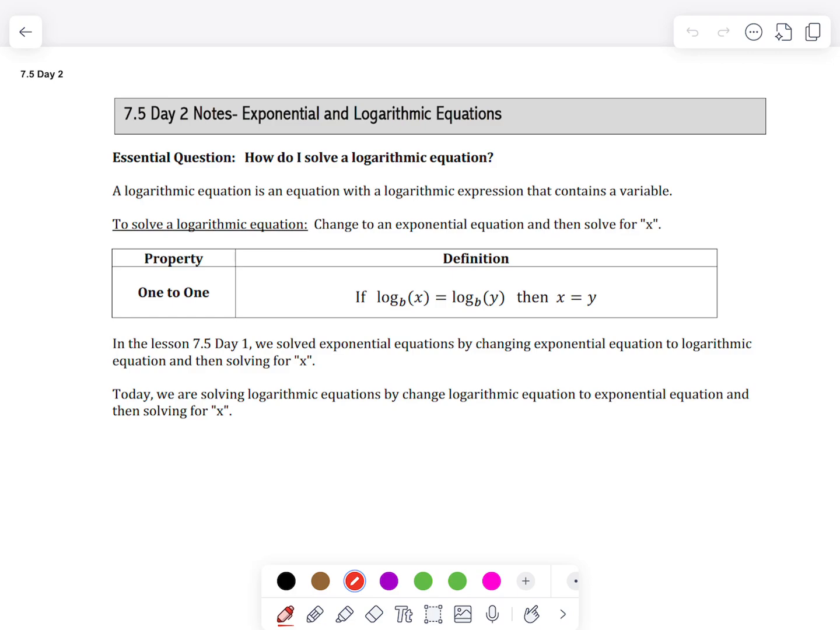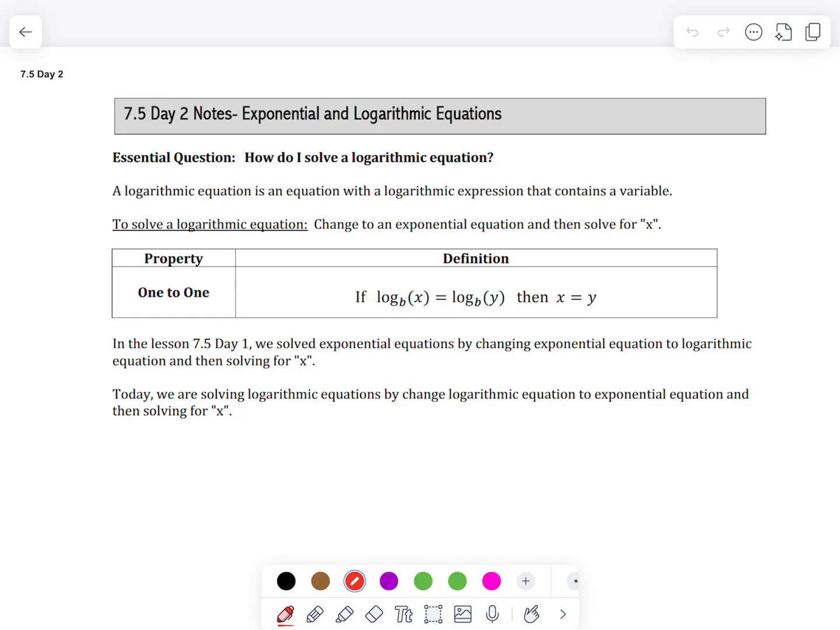All right, here's a continuation of solving equations. So the essential question is, how do I solve a logarithmic equation? A logarithmic equation is an equation with a logarithmic expression that contains a variable. To solve a logarithmic equation, you can change to an exponential and then solve for x.